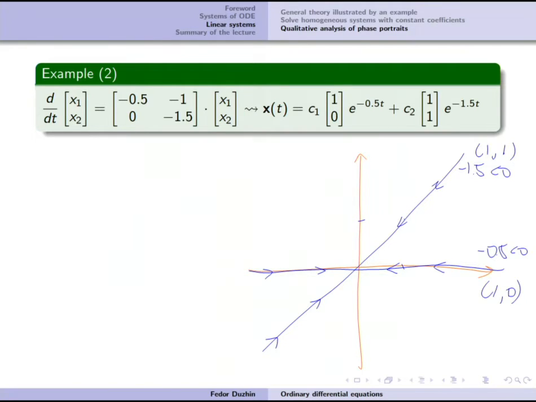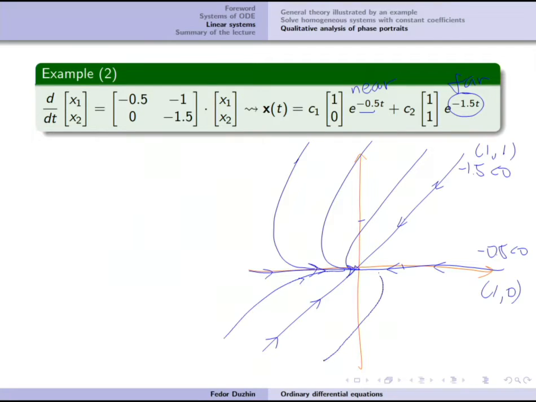Well, that's the two solutions corresponding to eigenvectors. So what are other solutions? Well, now we know that around the origin, everything is going to be dominated by the eigenvalue that is smaller in magnitude, and far from the origin, everything is going to be dominated by the eigenvalue which is larger in magnitude. So this is near, this is far. It means that far from the origin, everything is kind of parallel to the vector 1, 1. But then when it approaches the origin, it becomes parallel to the other eigenvector. And that's how the sketch of the phase portrait looks.